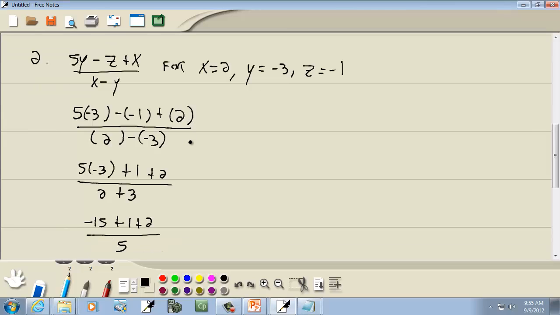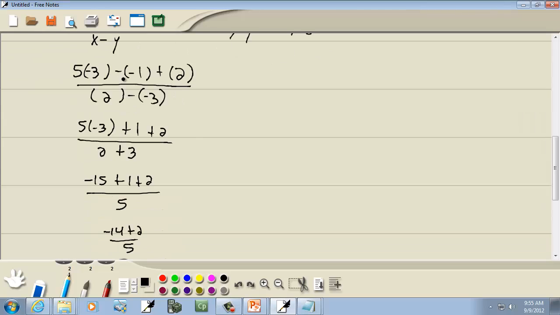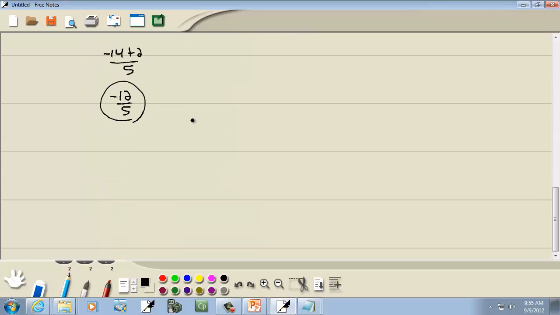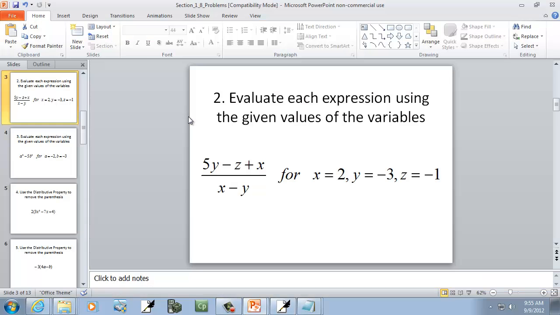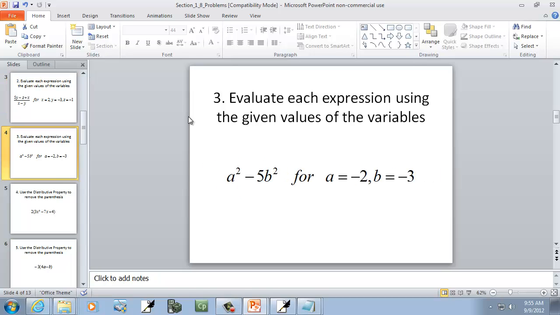16, 18, negative 15, negative 14, negative 12 over 5. Yep, that's right. And I think I got one more of those. So let's look at this one.